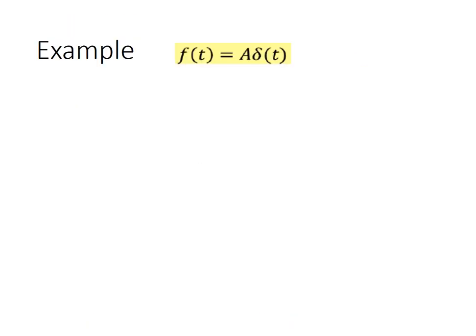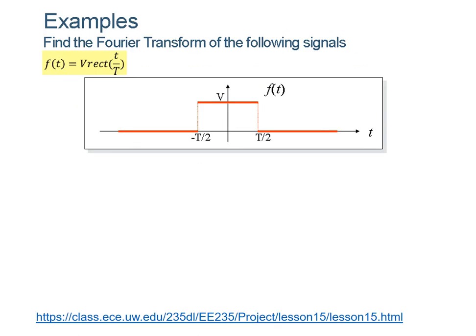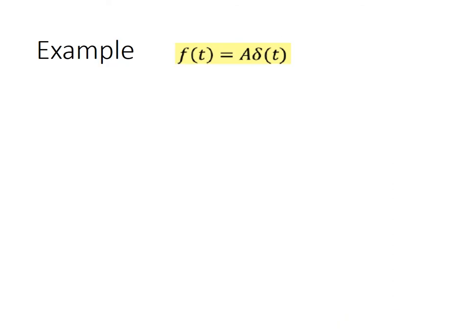Okay, so let's see the first example, the calculation of the Fourier transform. Let me solve this example in live session for the rectangular signal. Let me solve this example, okay, with the impulse. So what is this? It's just an impulse.